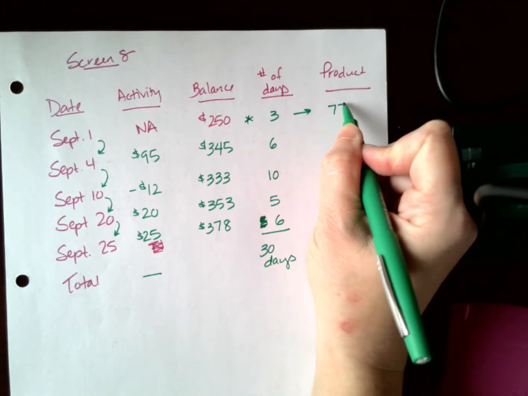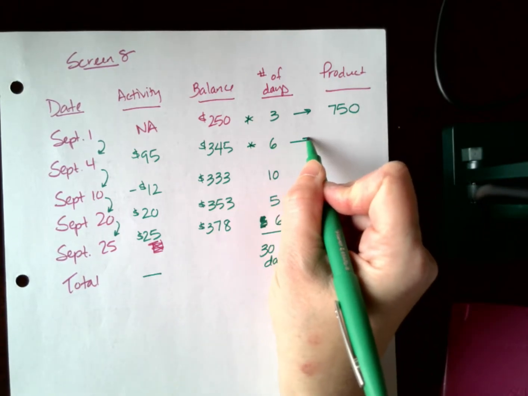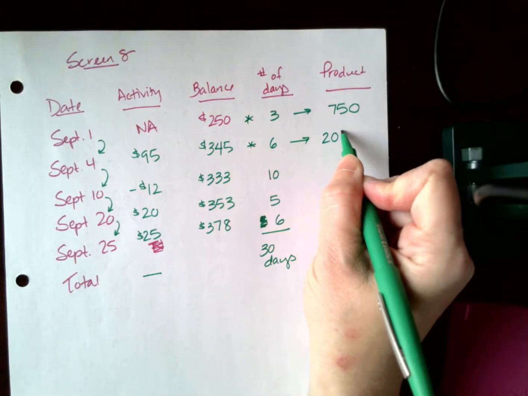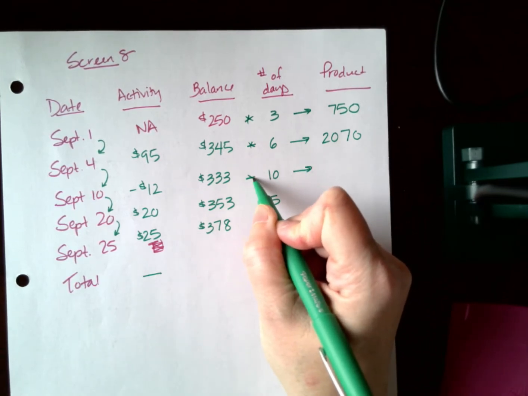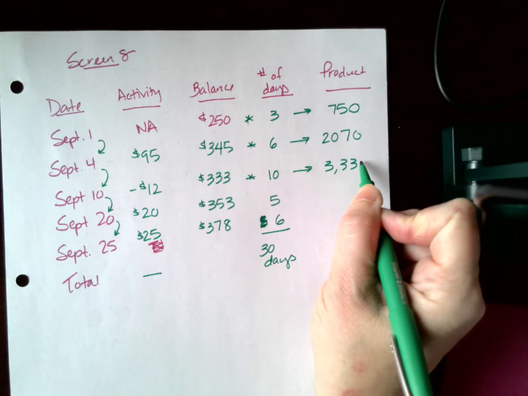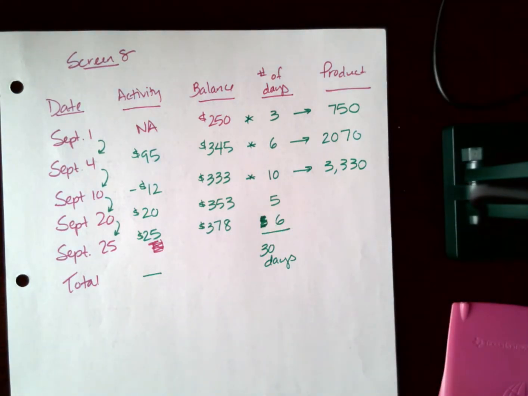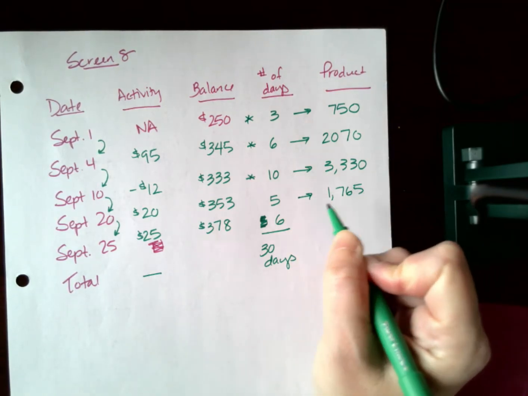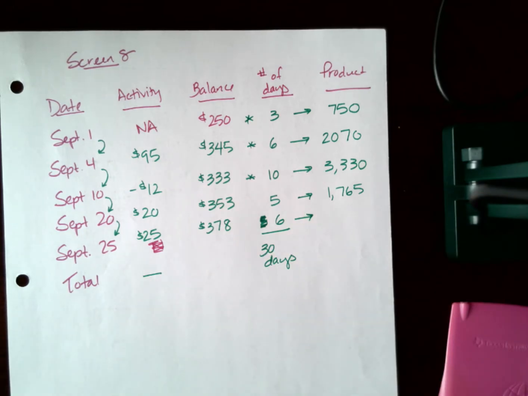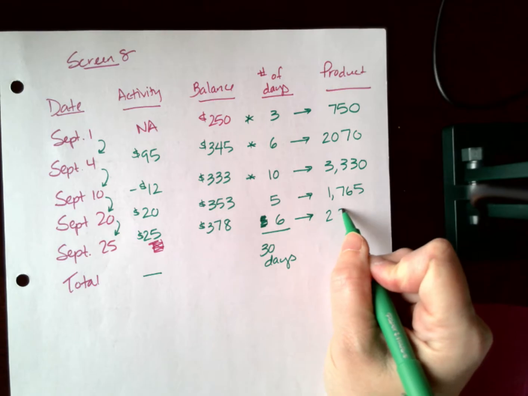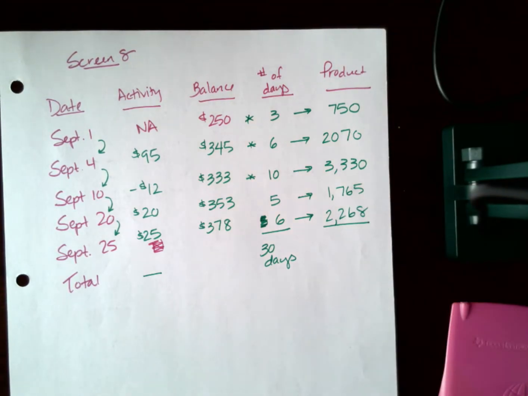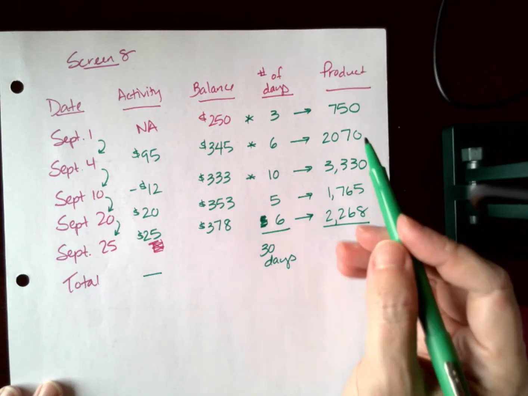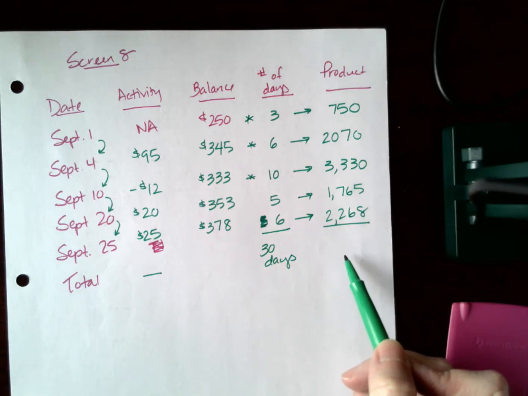250 times 3 will give us 750. 345 times 6. I'm doing them right now. This is 2,070. 333 times 10 is 3,330. 353 times 5, 1,765. 378 times 6 is 2,268. So we find a total of all of these dollar values on all of these days. And then we're going to add all of those totals up and get a giant total down here.